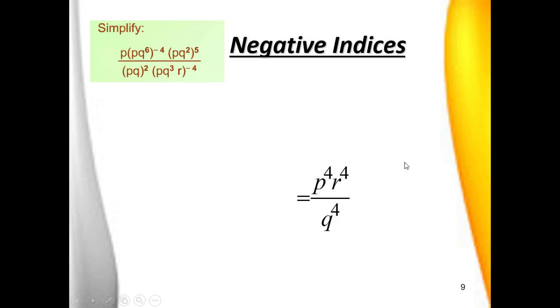Okay, another one, negative indices. Here we have this whole thing with p, q, and r, so 3 different letters. Again, the first thing we would most likely do is remove the brackets. You can also choose to make this whole thing go to the denominator so that the power of 4 becomes positive 4. And this whole thing here, because it's negative 4, you can also bring the whole thing up so that it becomes positive 4.